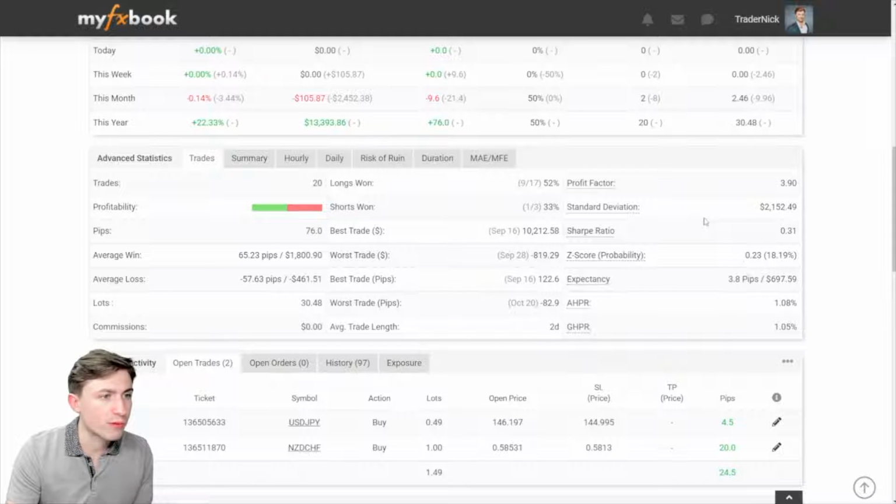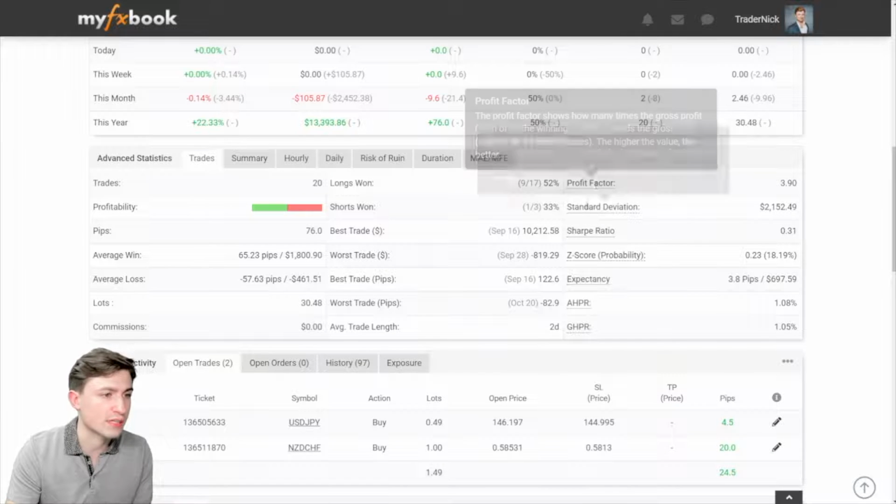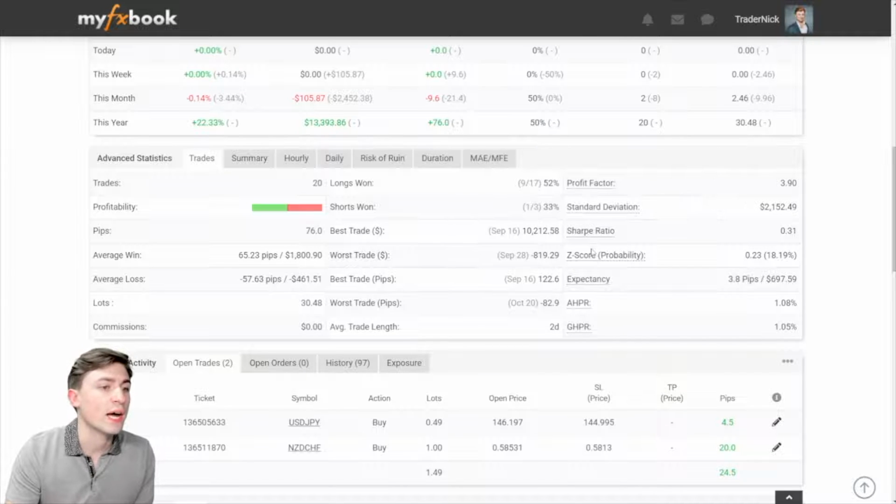You get your profit factor, your standard deviation, your Sharpe ratio, and you can hover over each one of these things to take a look at what it's telling you about your performance, right? It's giving you a little bit of a breakdown on each particular factor: your best trade, your worst trade, best trade in terms of pips, worst trade in terms of pips.